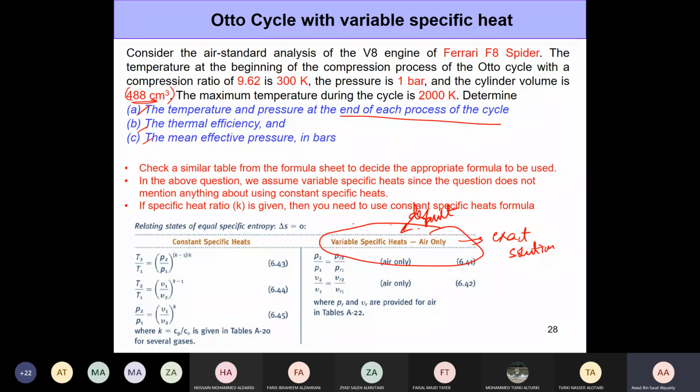Now, what happens when you select the variable specific heat option? Well, of course, you need to use the relative pressures and relative specific volumes to figure out the relations between pressure, specific volume, and temperature for different states, right? And we'll see how we make use of them.